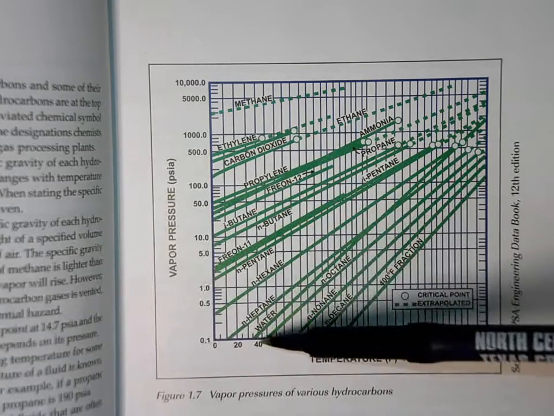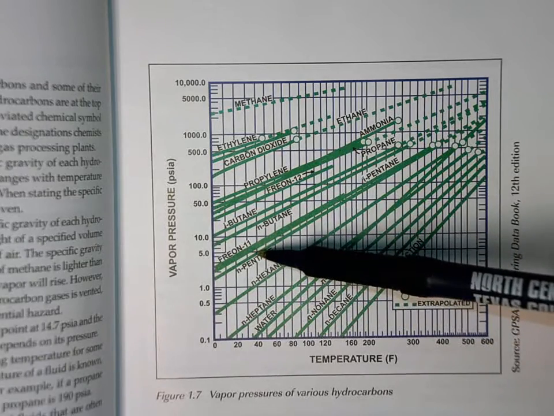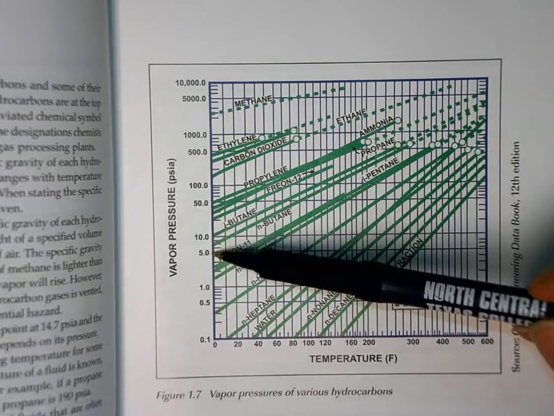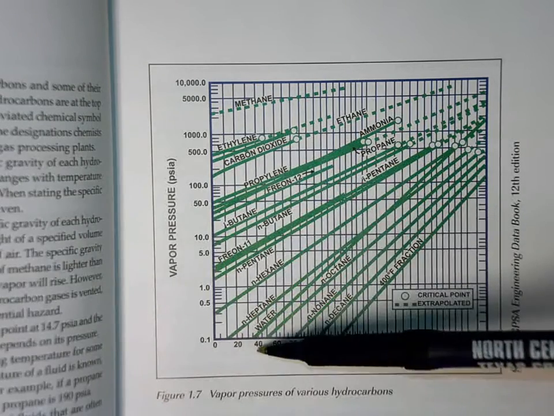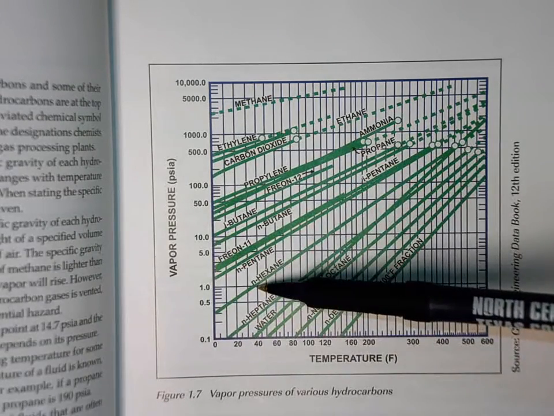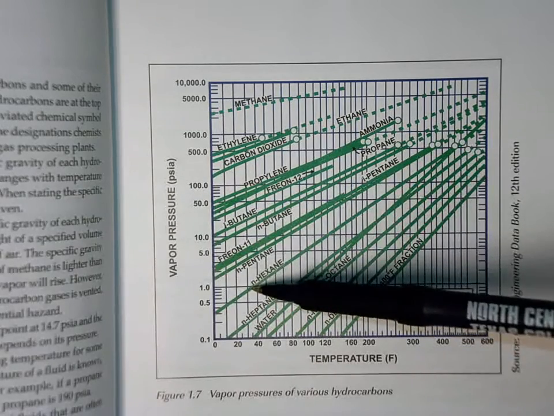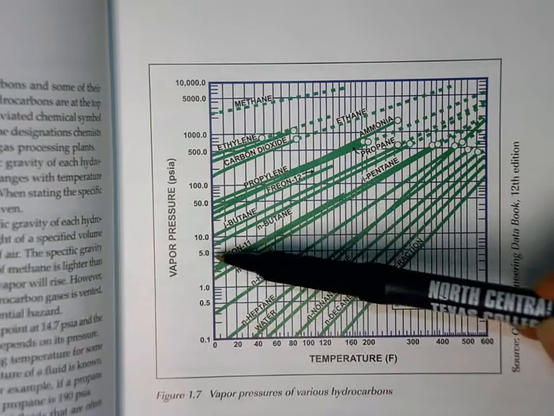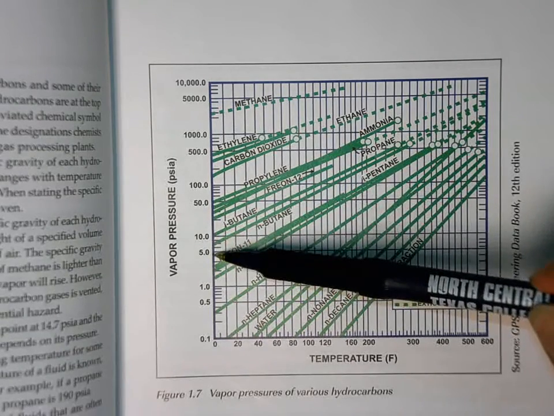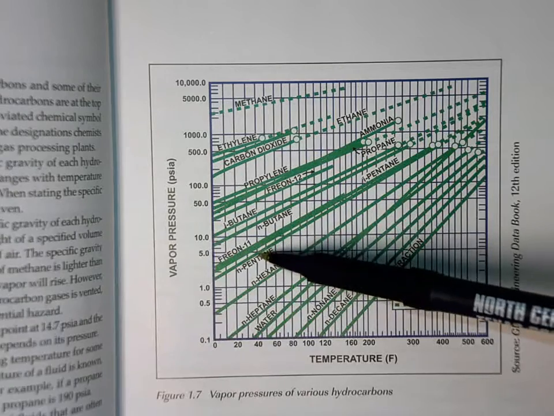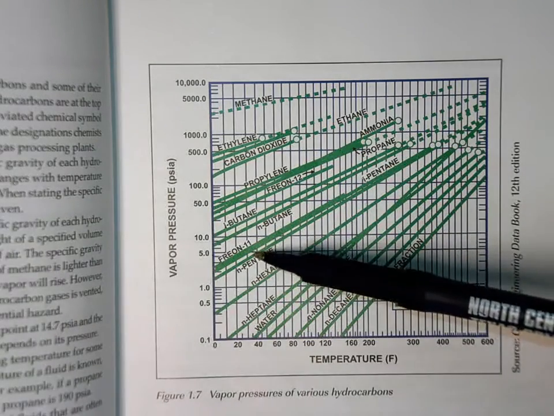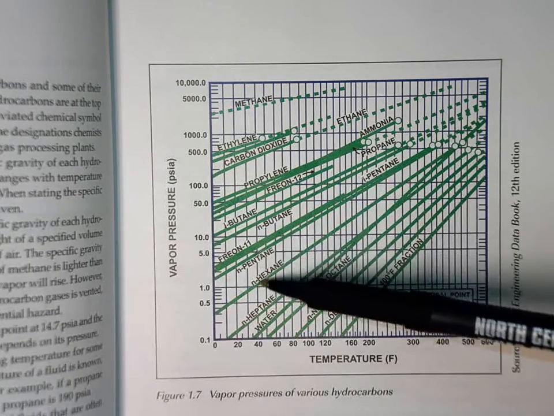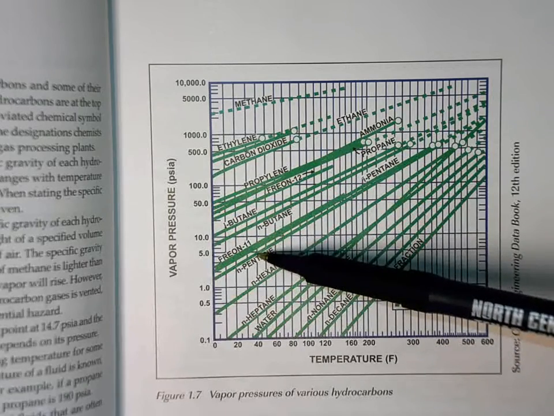Now if you take 40 degrees and follow it up to normal pentane, that's about 5 psi. At 40 degrees, hexane exerts a vapor pressure of 1 psi. Pentane exerts a vapor pressure of about 5 psi. Now what does that mean? That means pentane is more volatile than hexane. It vaporizes more easily. At the same temperature, you basically have 5 times as much pentane vapor as you do hexane, because hexane is 1, pentane is 5.